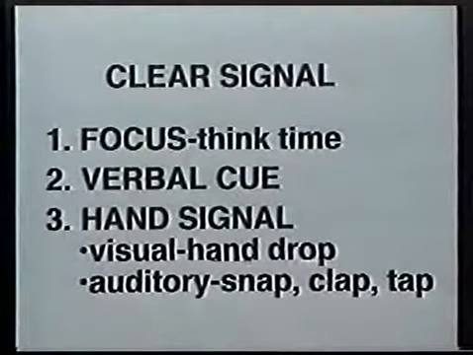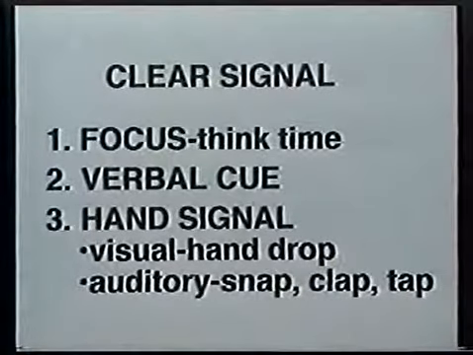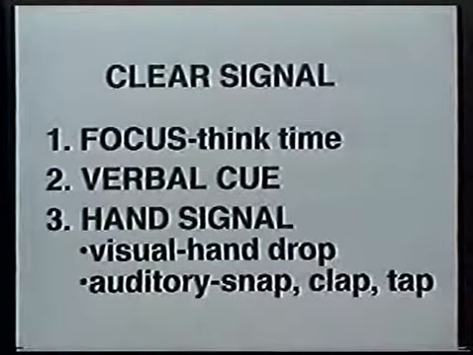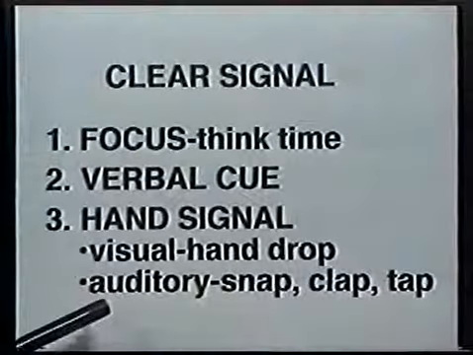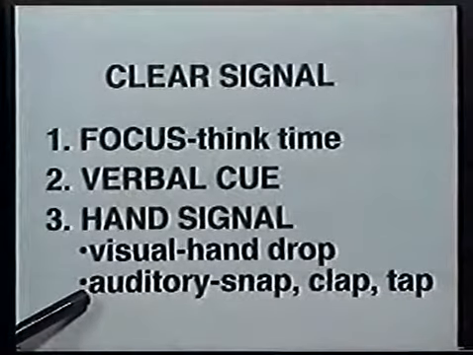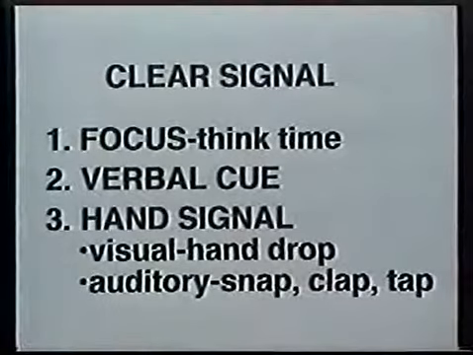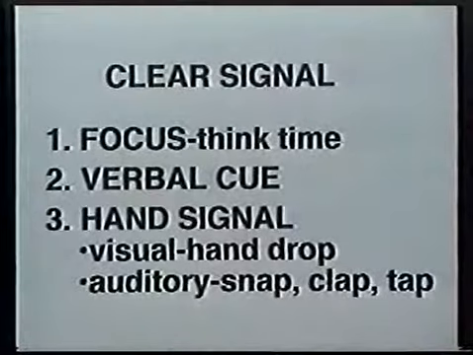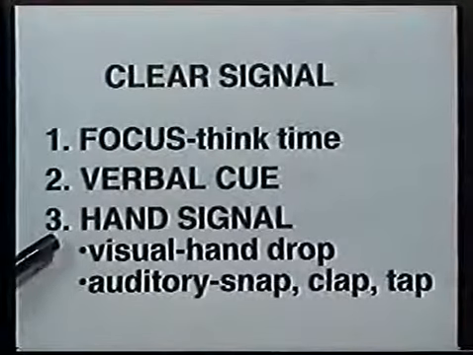In this program, the verbal cue to answer a question is, "Get ready." The verbal cue to say a word is, "What word?" If the students are looking at you, your hand signal is visual. You move your hand. If students are touching their storybooks, your hand signal is auditory, a snap, clap, or tap. The order of the signaling procedure is always the same. First the focus, then the verbal cue, and then the hand signal.